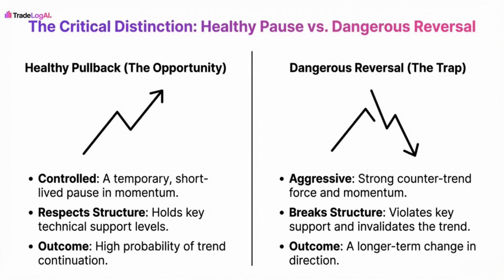Here's the critical distinction. A healthy pullback is controlled. It respects structure, and its most likely outcome is continuation. A dangerous reversal is aggressive. It breaks structure, and it often becomes a longer-term change in direction. This slide is your mindset reset. You are not buying red candles. You are buying structure holding.